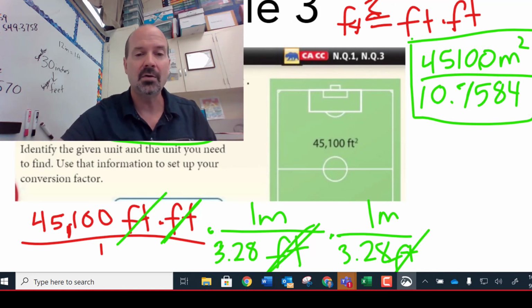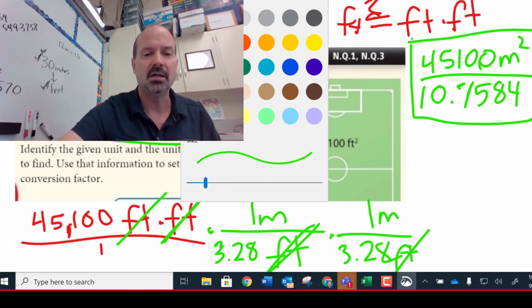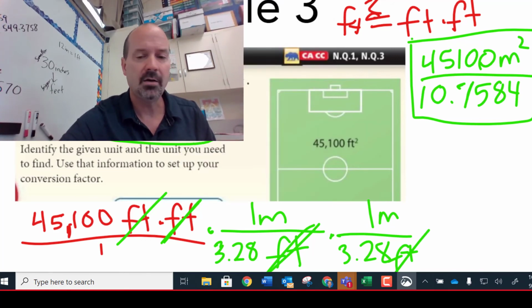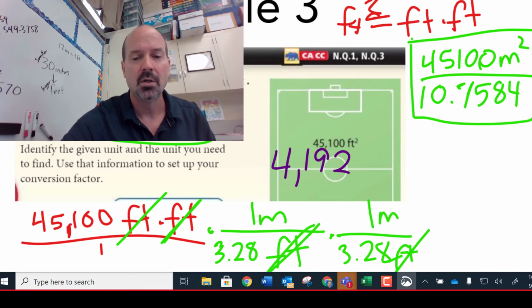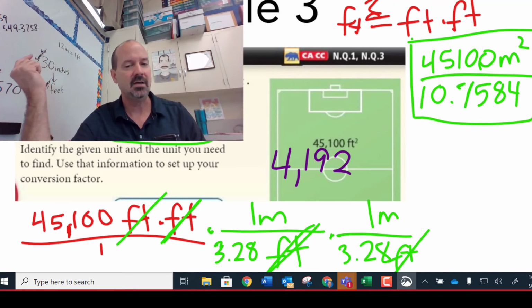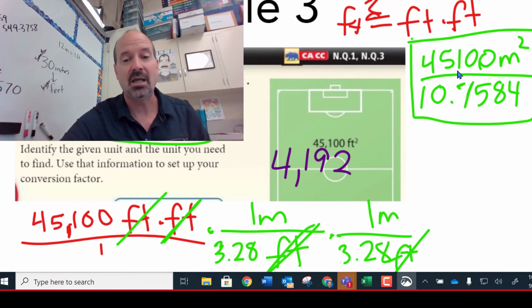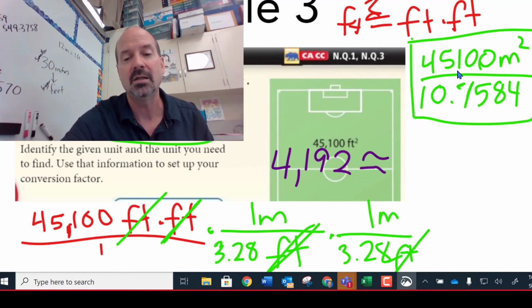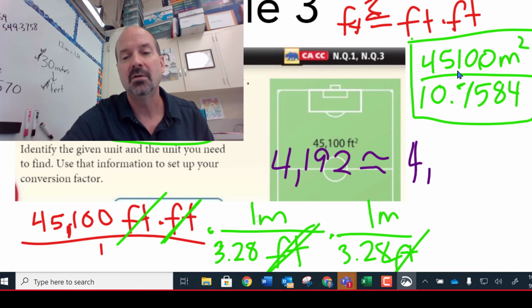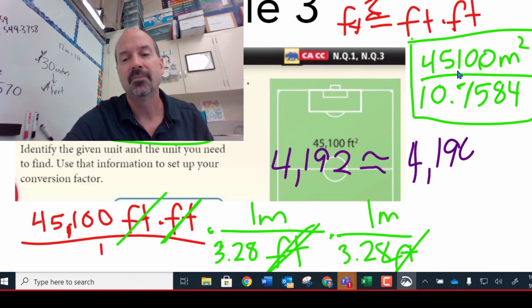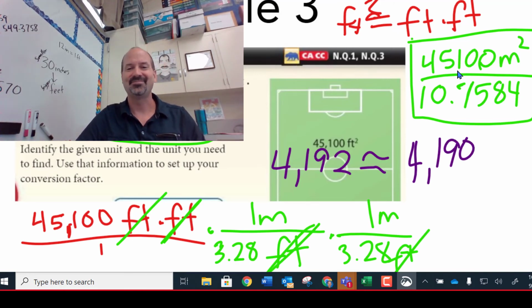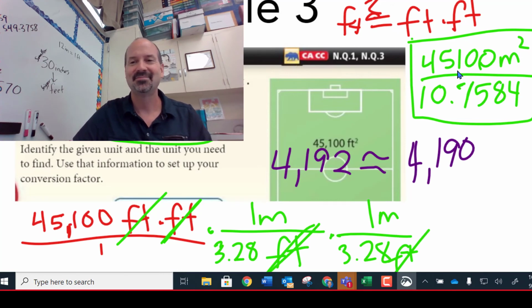So how do I round? And maybe this is a good question to ask you guys. How do I round 4,192 so it only has 3 significant digits? Well, you can't just get rid of the 2 because then it'd be 419. You put a 0 in its place. So it's approximately 4,190. All right. That was example 3.